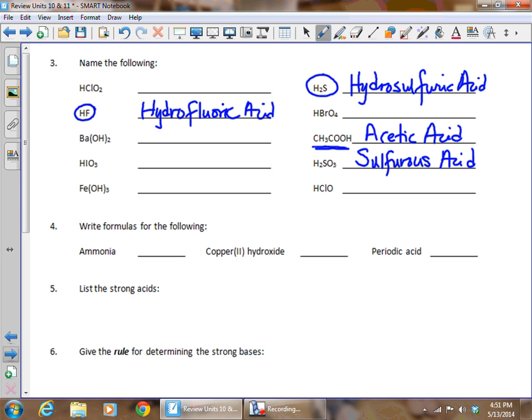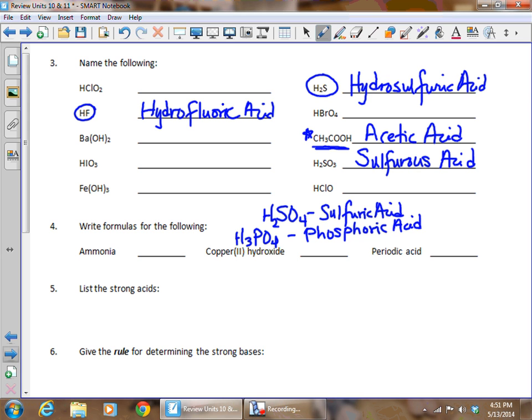And the 2 exceptions to the rule that I want you to know for sure for the test are H2SO4, which is sulfuric acid, and H3PO4, which is phosphoric acid. So make sure you know those 2 exceptions to the rule, along with our acetic acid. Know those.